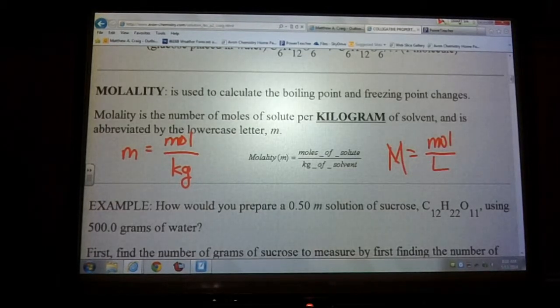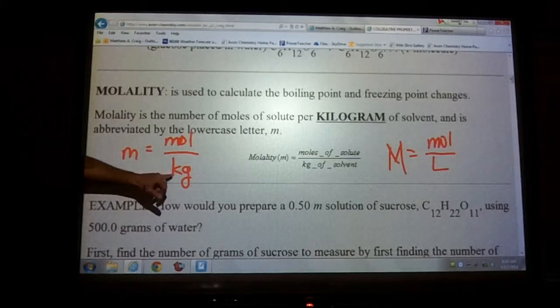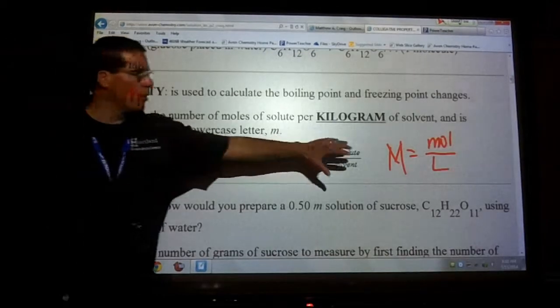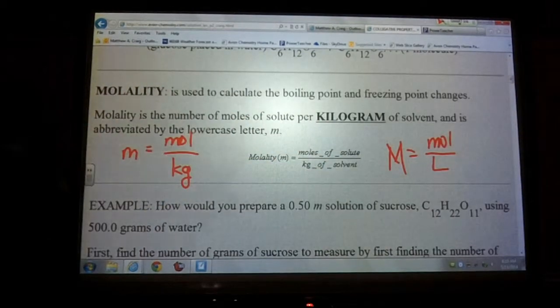And I think we only talked about water in AP. Well, we actually took this out. But it'll be kilograms of water. Now, the reason why they talk about molality versus molarity is when you're working with molarity, the temperature doesn't change.